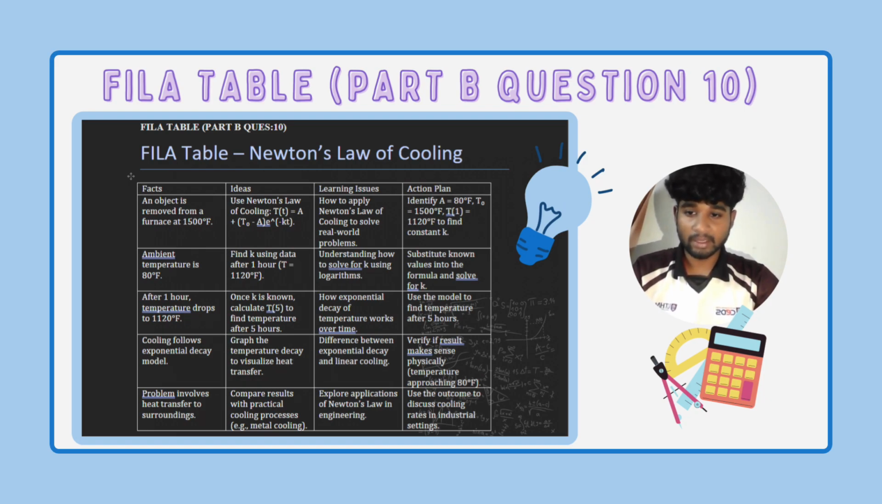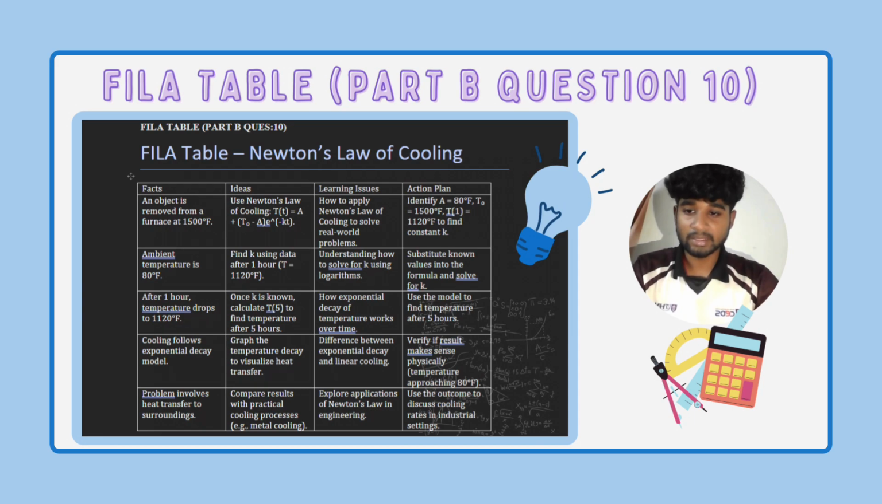Using the known data, we can calculate k and then apply the model to find the object's temperature at 5 hours. We can also graph the decay to understand how heat is transferred over time. Next, the learning issues: we need to know how to apply Newton's law of cooling to real-world situations and how to use logarithms to solve for k. It's also important to understand how temperature decay works over time and the difference between exponential and linear cooling.